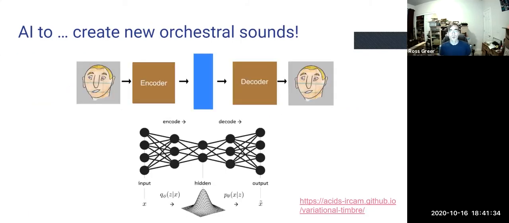All right, another really cool area, this is called the autoencoder. And this can be used to create brand new orchestral sounds beyond the instruments that we usually listen to. So what I have up here is actually an image processing version of an autoencoder. And what do we notice about the input versus the output? They are exactly the same drawing.